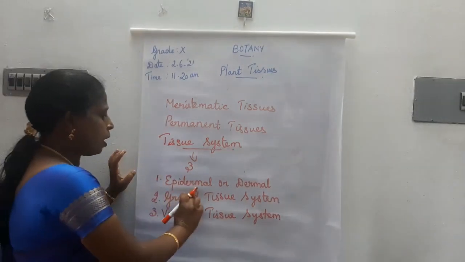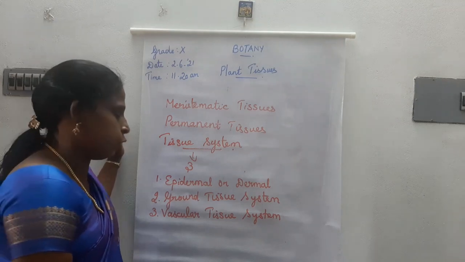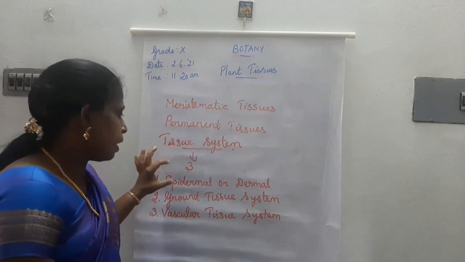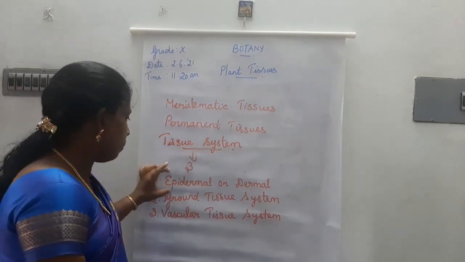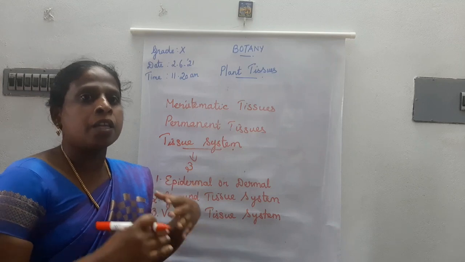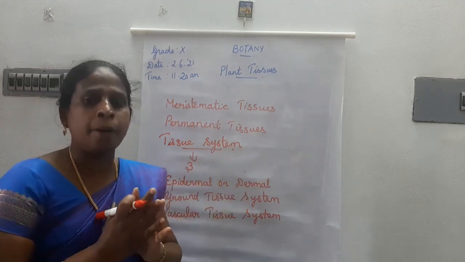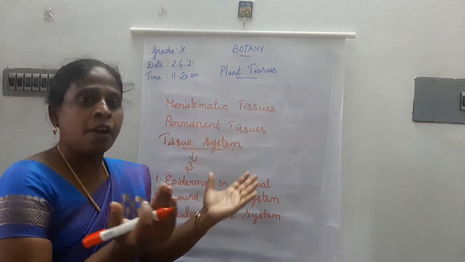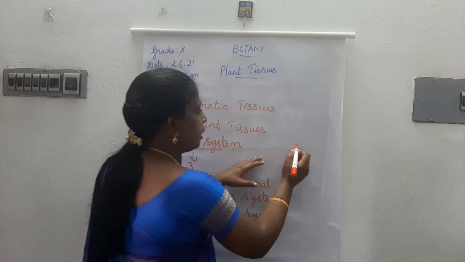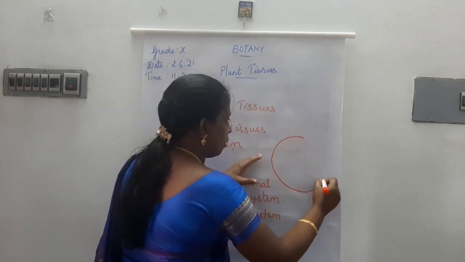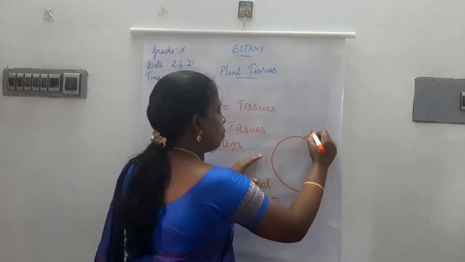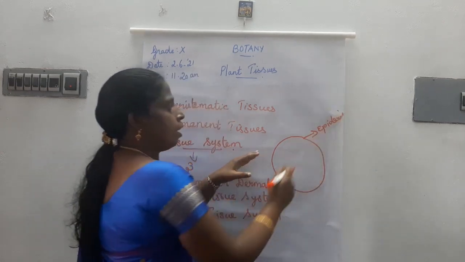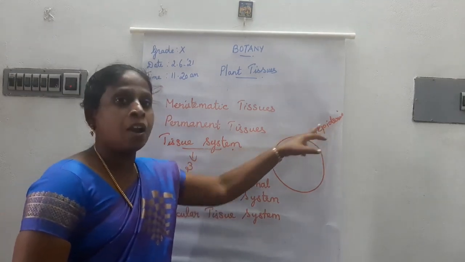Okay, the first one is epidermal or dermal tissue system. See, what is the epidermal or dermal tissue system? Epi means outer. So dermal, see, it is the outermost layer of the plant part. So epidermal is the outermost layer of the plant part. When we take the cross section, we can see the outermost layer, that is called epidermis. See, this is the epidermal layer or dermal region.